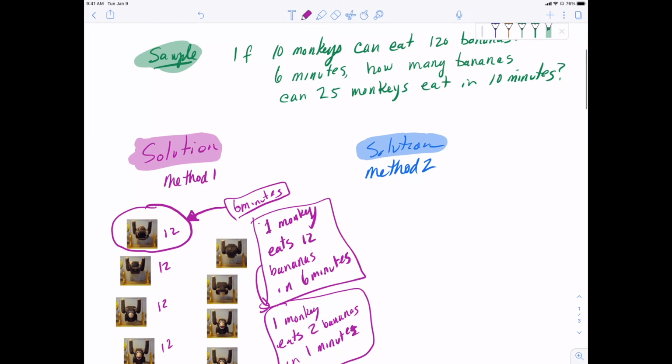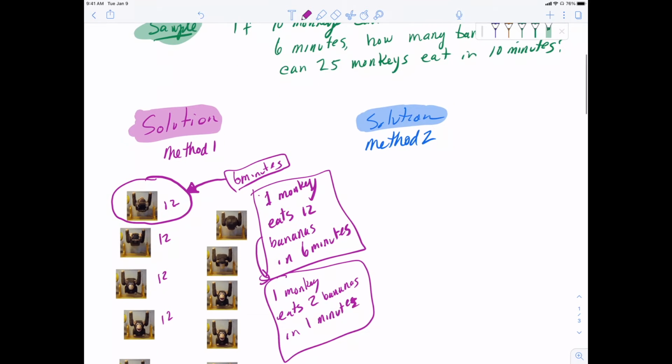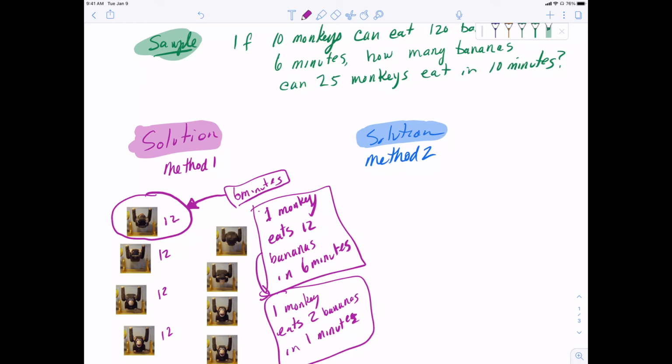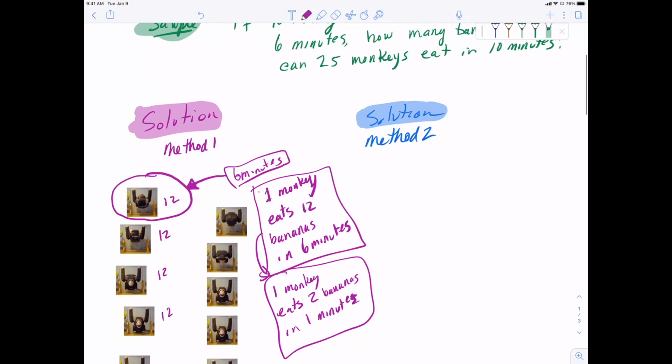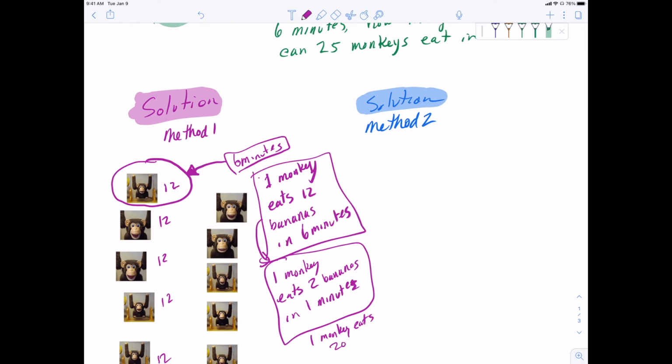So the question now is, how many bananas can 25 monkeys eat in 10 minutes? Well, let's reverse the process. If one monkey can eat 2 bananas in 1 minute, then one monkey eats 20 bananas in 10 minutes, right?